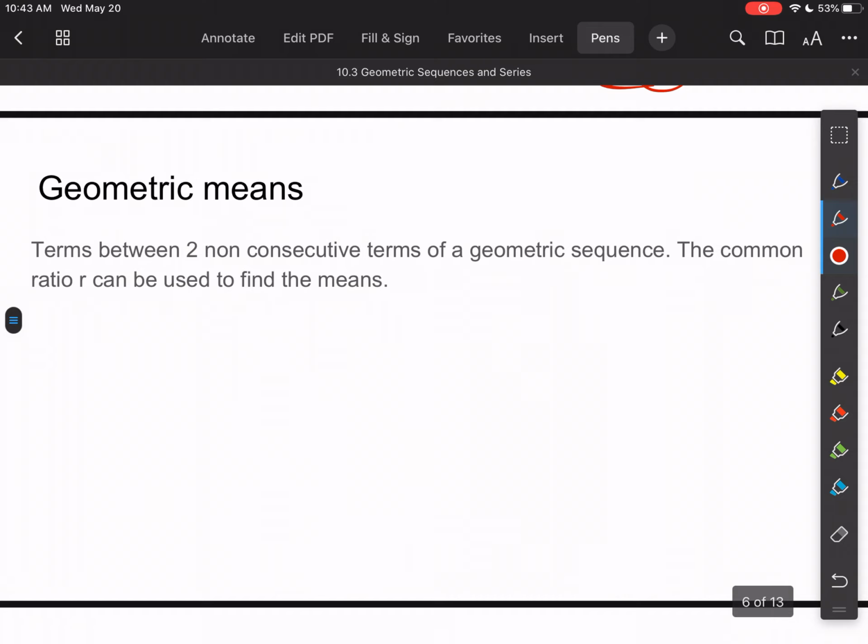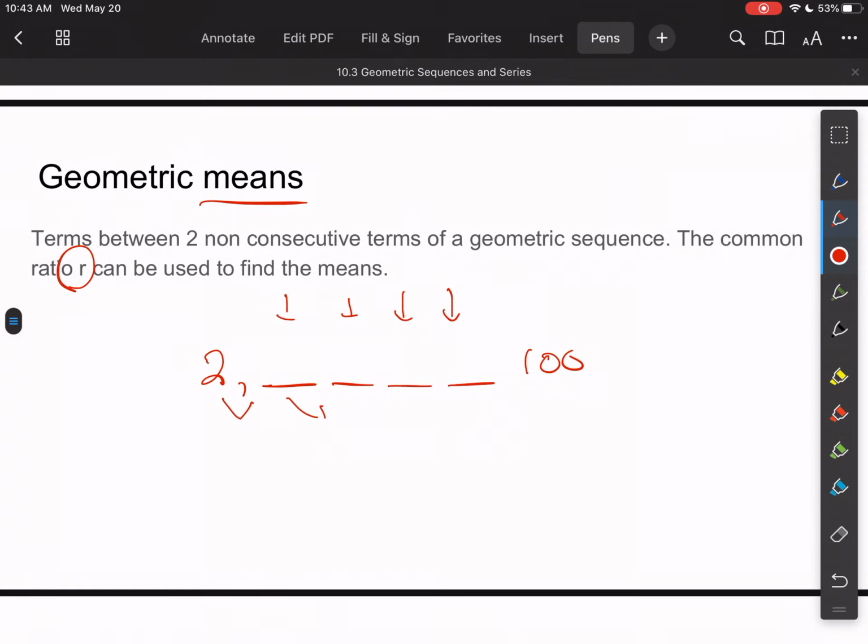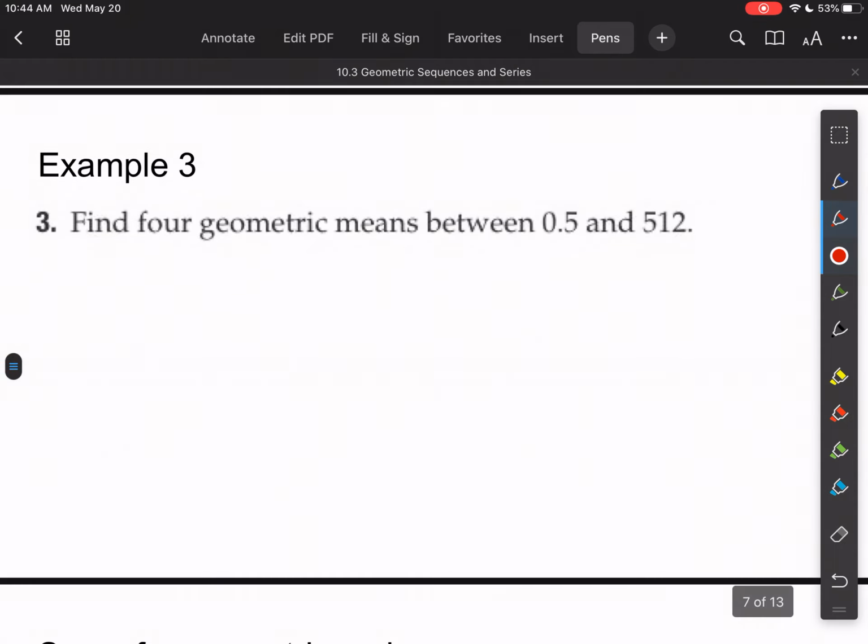The geometric means, the terms between two non-consecutive terms of a geometric sequence. The common ratio can be used to find the means. Okay, so this is just like the arithmetic means where I'm looking for the numbers in between. So they give me the first term, maybe it's a 2, then they ask me what are the 4 terms in between 2 and, I don't know, we can make this up, 100. So what are the numbers that must go here if there are 4 numbers in between and you're multiplying by something each time? To figure that out, we need to figure out what r is. Okay, so we can use the information given to find what r is. So let's just do that with example 3.